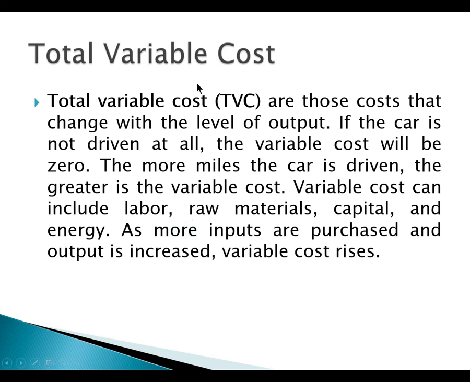Variable cost, the second portion of the total cost, is that cost which changes with the level of output. If the car is not driven at all, the variable cost will be zero. It means that if you are not using your resources, there will be no cost as well. The more miles the car is driven, the greater the variable cost. This is an example of the car, but the main thing is that it is related to production. If you are producing a lesser amount, you will be carrying lesser variable cost. If you are making a larger amount of production, you will be bearing a larger amount of cost. That is called a variable cost.